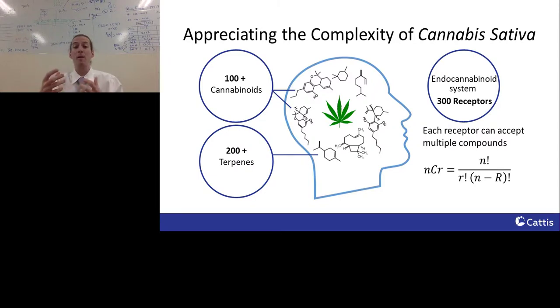Instead, we take a polypharmaceutical approach where we have multiple components interacting together. To recap really quick, there are 200 plus terpenoids and 100 plus cannabinoids interacting on 300 different receptors, where each receptor can accept multiple cannabinoids and multiple terpenoids. So as you can imagine, to answer a simple question, how does cannabis work, that becomes a very complex problem to solve.